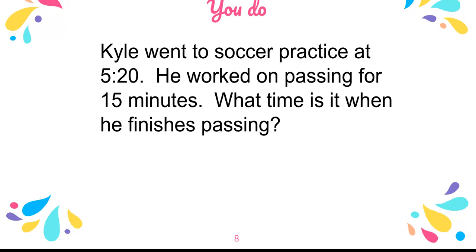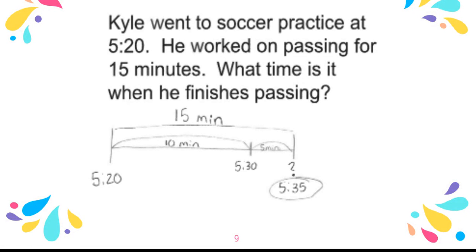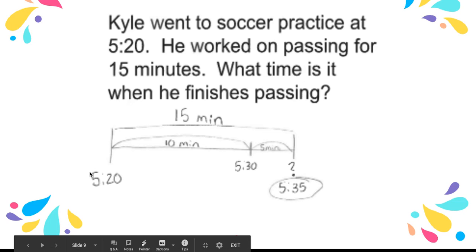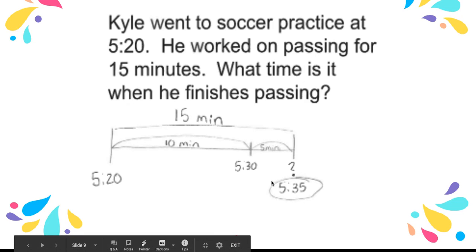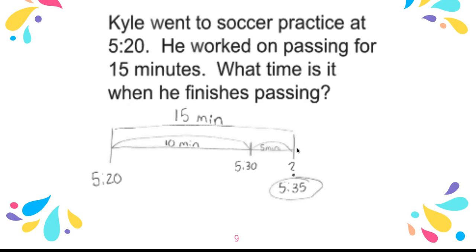Hopefully you got somewhere writing some information down. Hopefully you got some sort of answer. If you started at 5:20 and worked on passing for 15 minutes, maybe you did a T-chart, maybe you did some other method, and that's okay. Here you see that he started at 5:20, and this jump is 10 minutes. You could have done a different jump. This jump gets you to 5:30. He only worked for 15 minutes though, so 5 more minutes from 5:30 gets you to 5:35. You could have jumped from 5:20 to 5:25, then 5:30, then 5:35. You could have done jumps of 5 instead of that big jump of 10 at the beginning. You could use different strategies, that's okay.